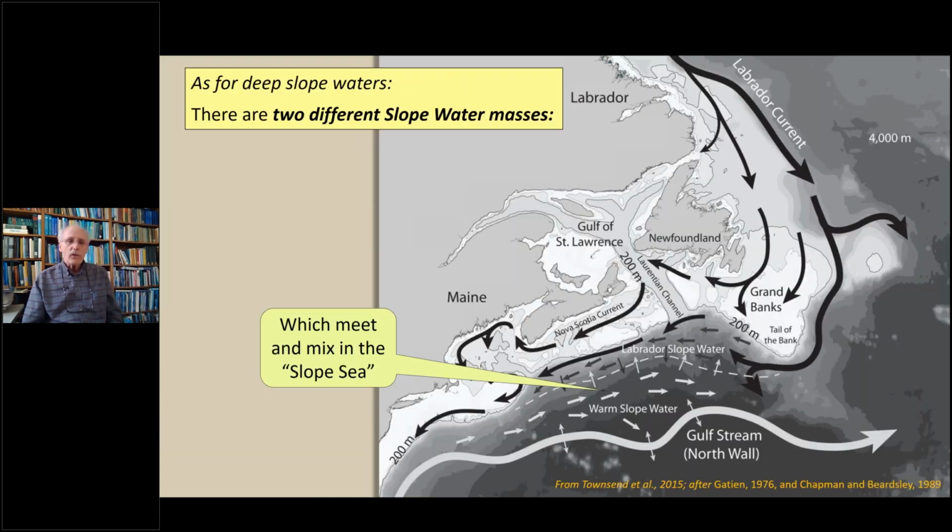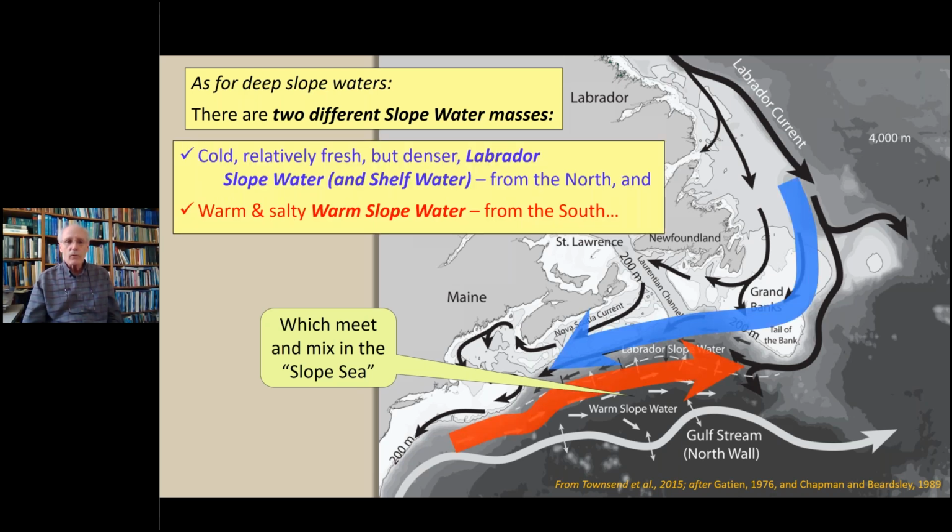Well, as for the slope water sources, there are actually two different types of slope water masses that come into the Gulf of Maine, one from the north, one from the south, and they meet and mix in this area known as the Slope Sea. From the north, we get this relatively cold and fresh, but denser Labrador slope water and shelf water coming from the north. And then from the south, we get our warm slope water, which sort of peels off from beneath and off the side of the Gulf Stream. And that's the warm and salty water that comes in.